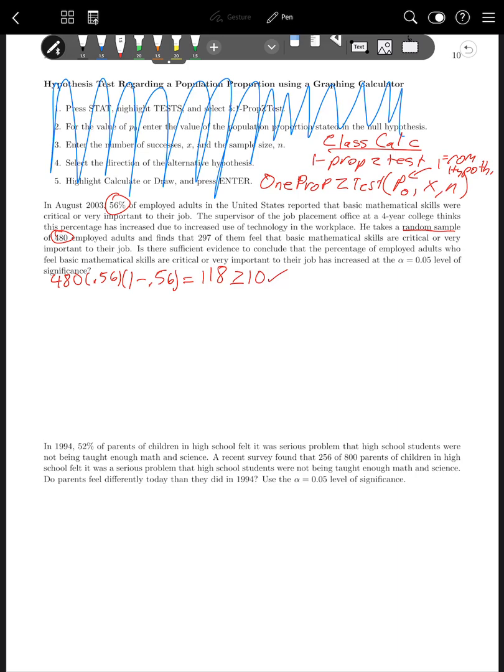So step 1 of that is write our hypotheses. H naught is always either mu or p equals the value. In this case, p equals 0.56. And then our alternative hypothesis is he thinks this percentage has gone up. It's increased. So that's why we're going to choose p is greater than 0.56. And so then we can enter our values into our calculator. So that means we're going to do a 1 prop z-test. And we're going to enter our p naught, our x, and our n. So our p naught is 0.56, our x is 297, and our n is 480.